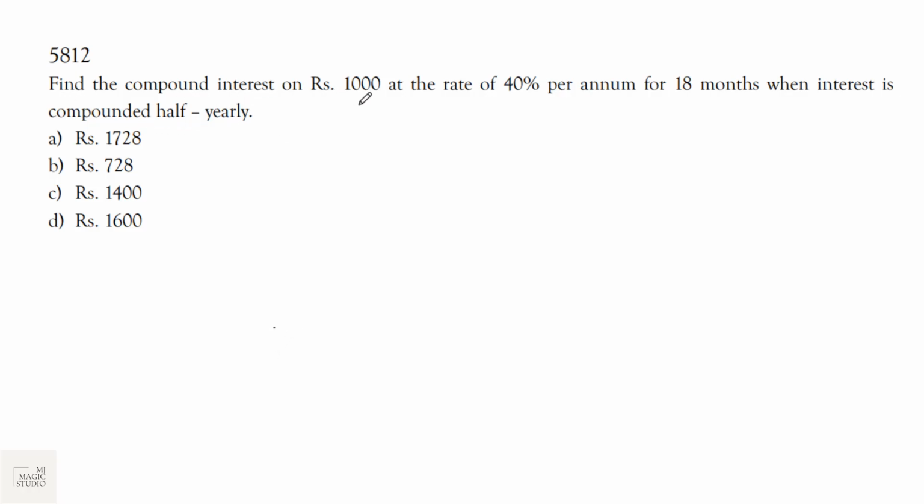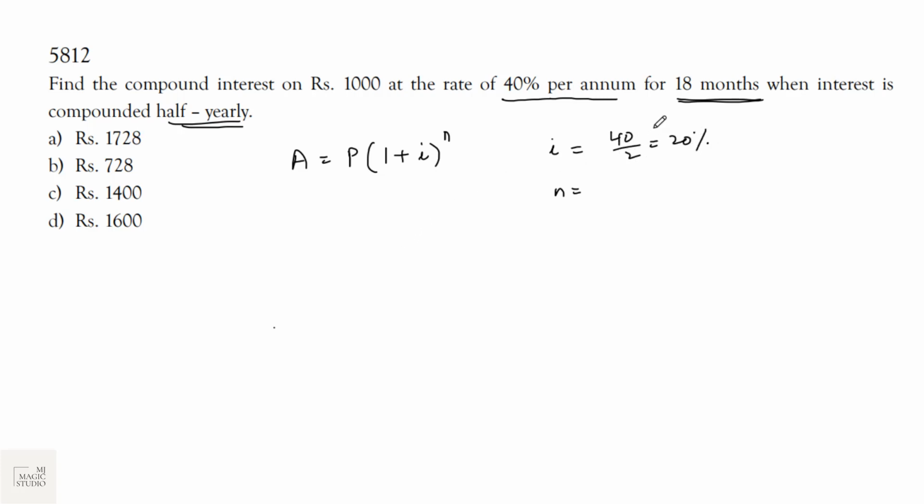Find the compound interest on rupees 1000 at the rate of 40% per annum for 18 months when interest is compounded half yearly. You know that amount formula is P into 1 plus I to the power n. Now what is I and what is n? Here interest is compounded half yearly. That means I is 40 by 2, that is 20% for 6 months. And how many 6 month periods do we have now? 18 by 6, that is 3 periods.